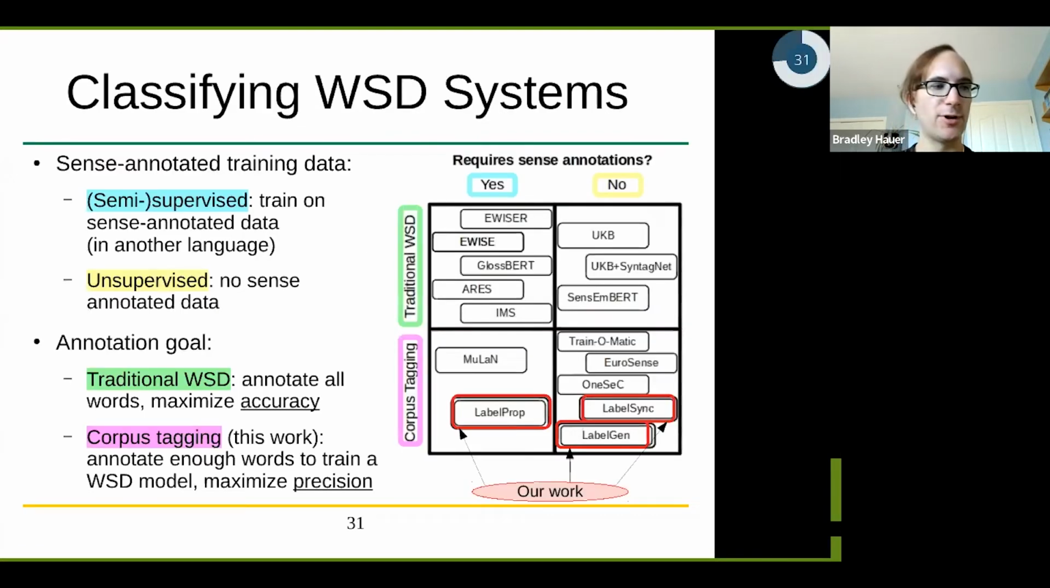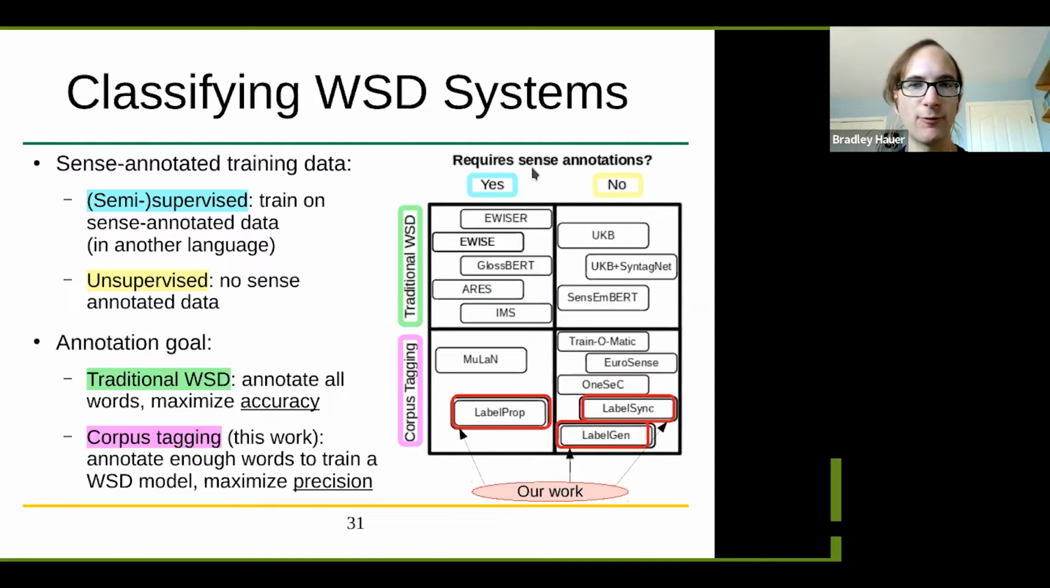So we're going to return now to this task of word sense disambiguation. And in particular, we're going to try to classify WSD systems. So I want to present to you this diagram on the right-hand side of your screen that is showing various different WSD systems. So eWiser, eWise, UKB, Mulan, Eurosense. These are all different systems for doing WSD. And I've classified them along two perpendicular axes.